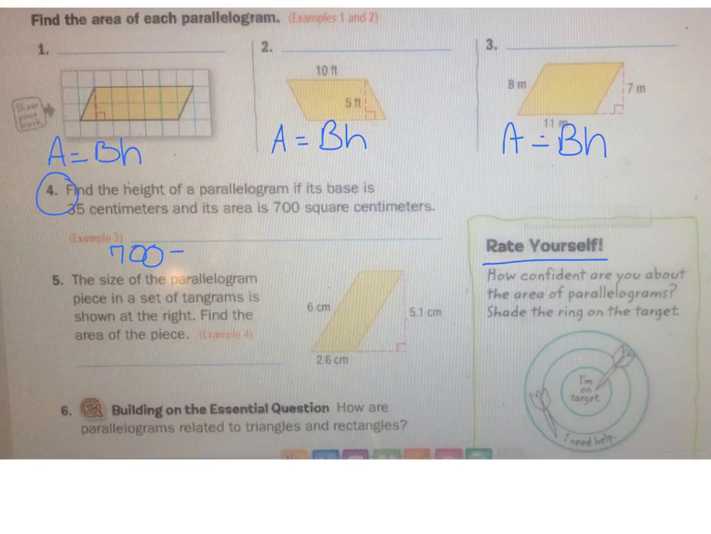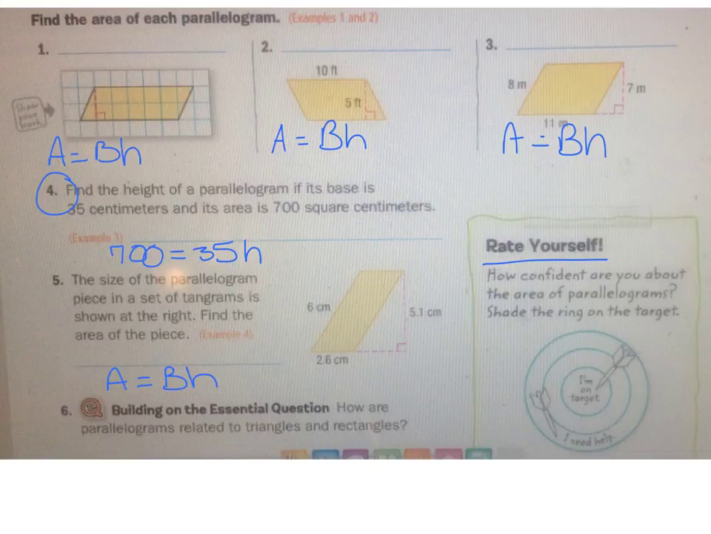700, which is the area, equals 35, which is the base, times height. Remember, here you want to divide both sides by 35. Use your calculator, and that should give you the right answer. For number 5, the size of the parallelogram piece in a set of tangrams is shown at the right. Find the area of the piece. This one has decimals, so you will use your calculator to calculate this. And so it's area equals base times height again, and use your calculator.